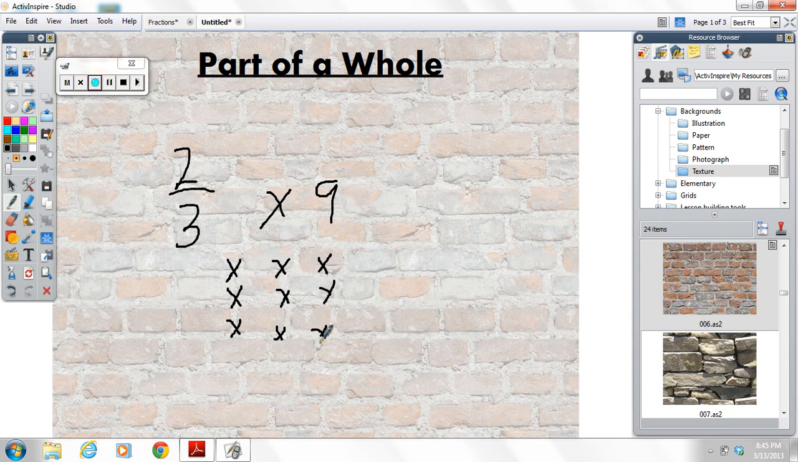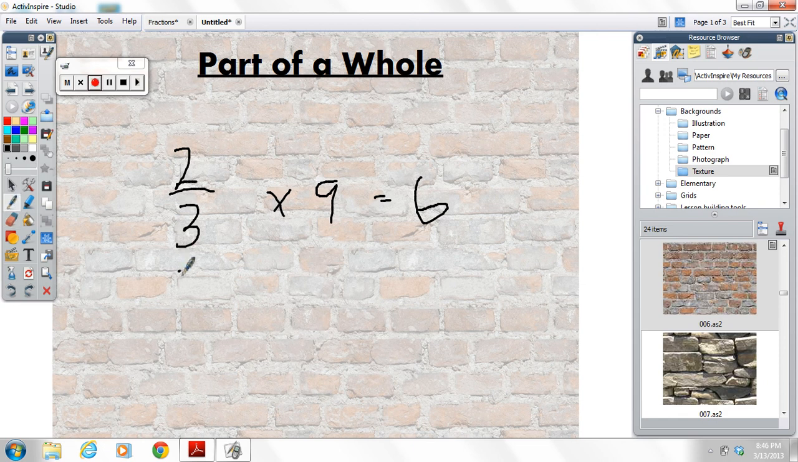So what I did was I took this 9 and I divided it into thirds. Here's 1/3 of 9, 2/3 of 9, and 3/3 of 9. Well, the question is, what's 2/3 of 9? Well, 1/3 of 9 equals 3. If we take another third of 9, that is 2/3 of 9, we have 6. Therefore, 2/3 of 9 equals 6. Now that's just a way of modeling a multiplication of a fraction times a whole number.